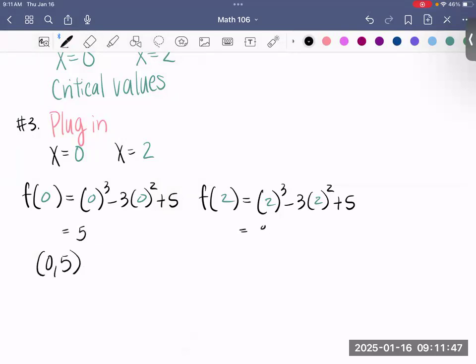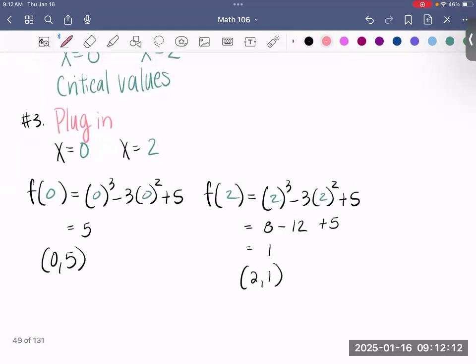We then have 8 minus, let's see, 4 times 9, 36. And then plus 5. Oh, hold on. What am I doing? 12. There we go. So let's see, negative 4 plus 5. So that is a positive 1. So we have 2, 1. So these are your critical points now.